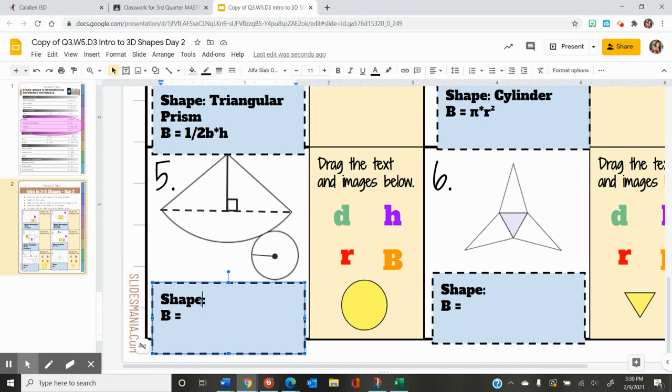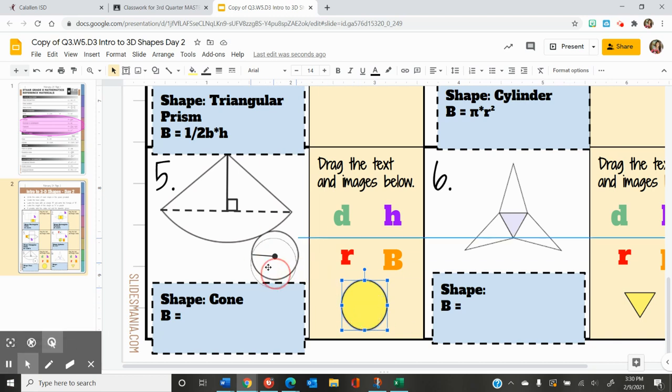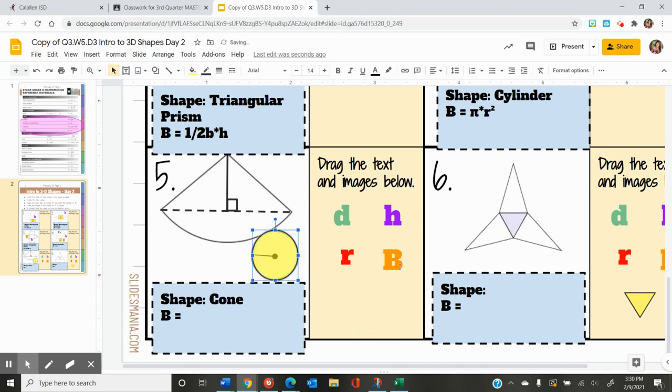Now, next, number 5, this net forms a cone. Now, my base shape on a cone is going to be a circle. Now, again, this is my base. So this is B. Now, in this circle here, I have a line only going halfway. So that tells me that this is the radius. Now my diameter goes all the way across, so I'm going to assume that this line is going to be my diameter.